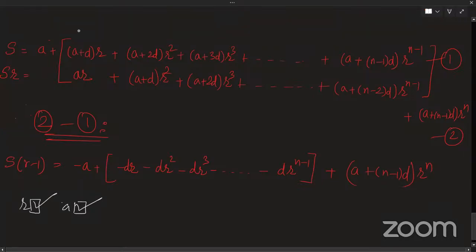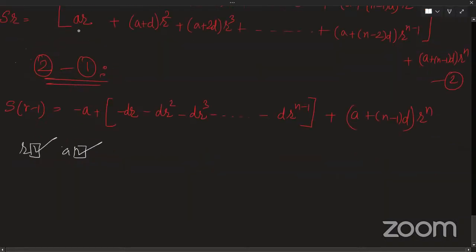And can you tell me what this square bracket will become? Look at this square bracket and tell me, what is this series? It is GP, correct. So you can calculate the sum of this GP.